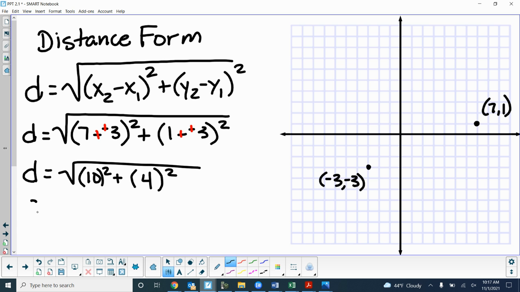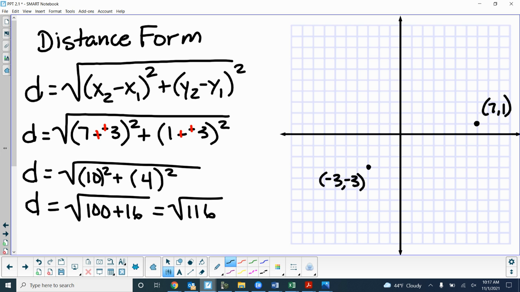What's 10 squared? 100. What's 6 squared? 36. So the distance between those 2 points is the square root of 136, right? Now with me, I like to simplify it using radicals. So that's 4 times 34. So I can make it a 2 radical 34. You guys with me on that? We've done a lot of that already, right?